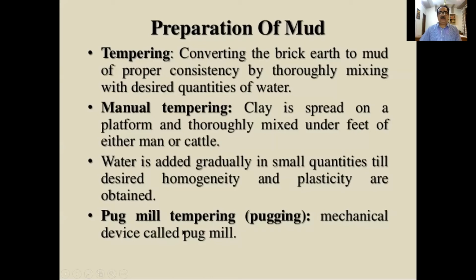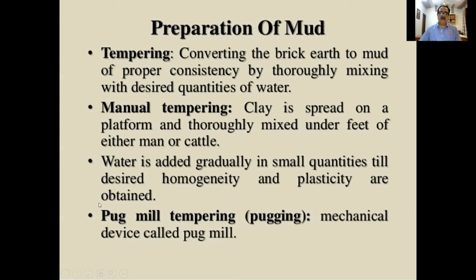Manual tempering can be done, or it can be done with the help of pug mills if we are going for mechanical devices. Converting the brick earth to mud of proper consistency by thoroughly mixing with the desired quantity of water is known as the tempering process. So tempering can be manual or mechanical. In the manual case, the clay is spread on a platform and thoroughly mixed under the feet of either man or cattle. Water is added gradually in small quantities till the desired homogeneity and plasticity are obtained.